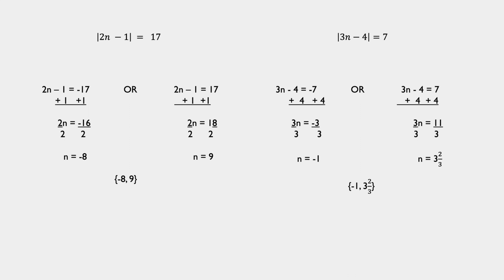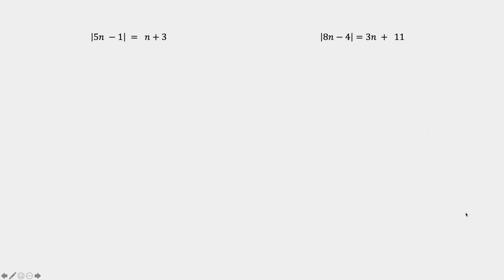Okay? All right, let's try another absolute value equation. This one, what do you notice that's different here? Yeah, it doesn't equal like 17 or 9 or something like that. It equals n plus 3. But don't change a thing. Absolute value means distance from 0. Maybe that's the negative of n plus 3. Maybe that's the positive of n plus 3. So you give it a try.